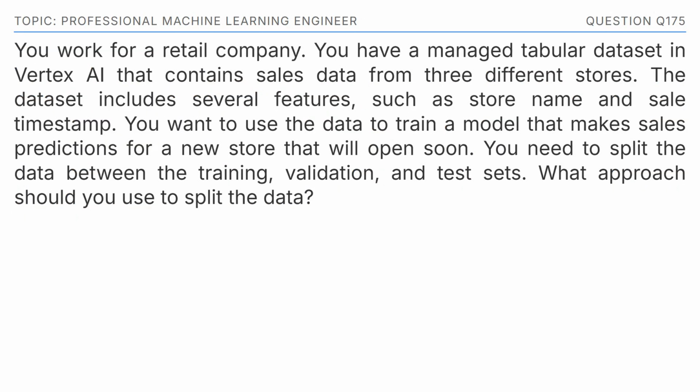You work for a retail company. You have a managed tabular dataset in Vertex AI that contains sales data from 3 different stores. The dataset includes several features, such as store name and sale timestamp. You want to use the data to train a model that makes sales predictions for a new store that will open soon. You need to split the data between the training, validation, and test sets. What approach should you use to split the data?